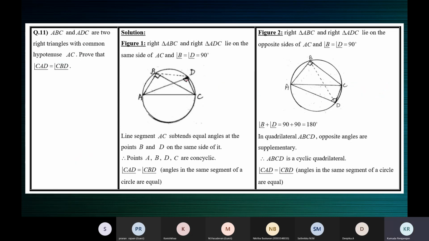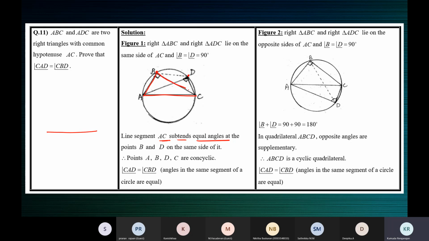Okay. So how do we show that a circle can be drawn passing through the four vertices A, C, D, and B? Go back to the theorem which I told you at the start of this chapter, circles. When a line segment subtends equal angles at 2 points on the same side of it, then the 4 points are concyclic. You can see here the line segment AC subtends equal angles at the points B and D.